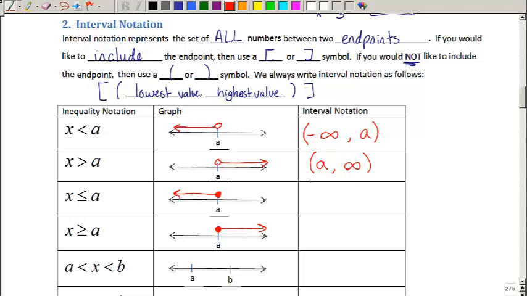The interval notation here is negative infinity, that's the lowest it can go, comma, the highest it can go is a. Now in this case, because I can include the a, I'm going to use a bracket instead of the parentheses. On the next problem, we have a is the lowest endpoint, so it goes first, comma, the highest endpoint. Well, there is no endpoint there, so we're going to use infinity. I can include the a, as a bracket. I can't include infinity, that's a parentheses.